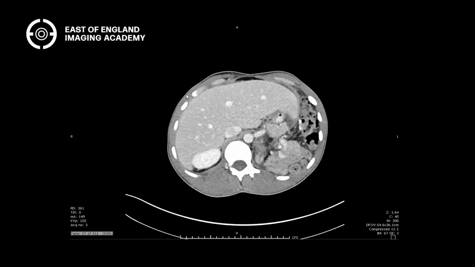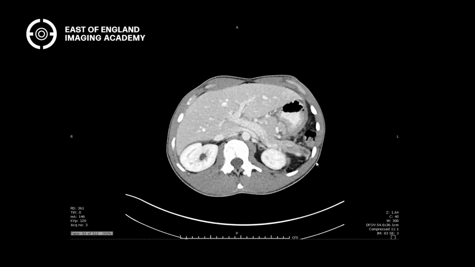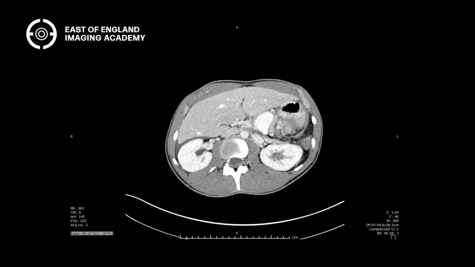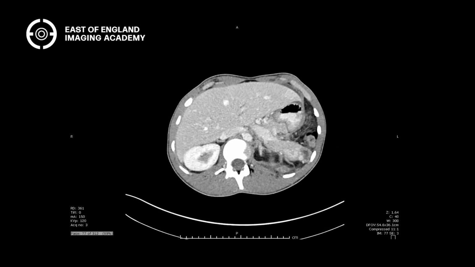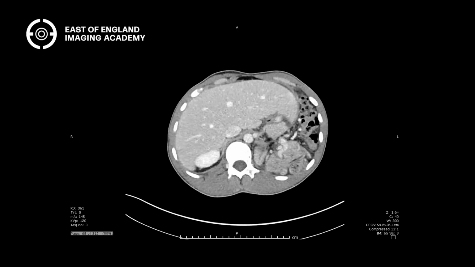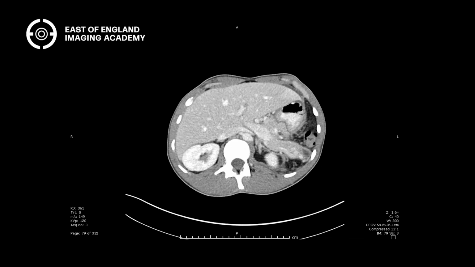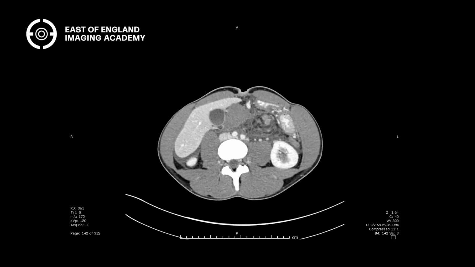Fine. So we've got liver. What's missing? I'll take you through the pancreas in a minute, but we can't really see where the pancreas is. And what's the other organ we can't see? The spleen. Okay, so let's go further down and see what's going on.